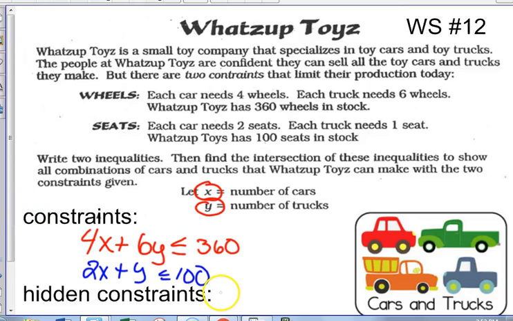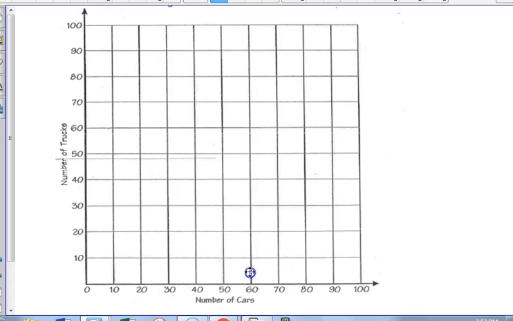The constraints are that x has to be greater than or equal to 0, and y has to be greater than or equal to 0. All right, so here's our little graph paper they gave us. We already know x greater than 0 means it's to the right of this line. Y greater than or equal to 0 means it's above the x-axis.